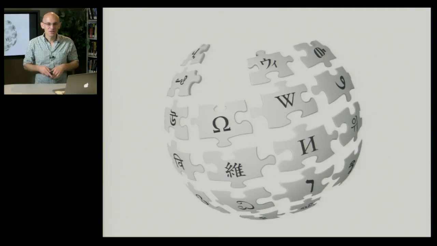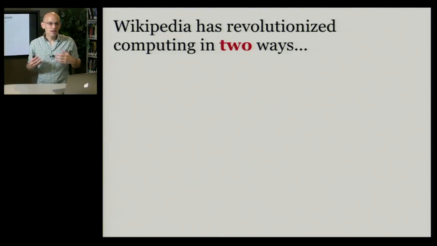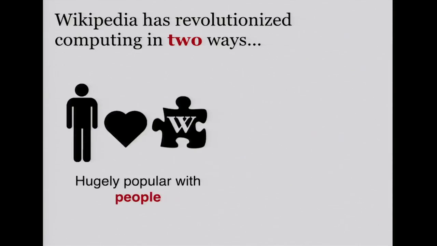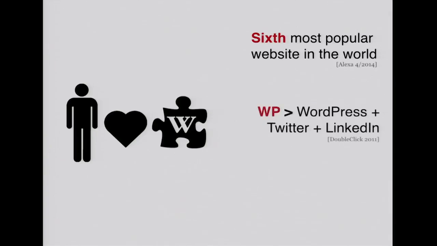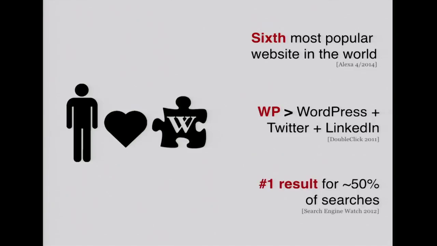Now, in general, Wikipedia and Wikipedia VGI has revolutionized computing in not one, but two separate ways. The first way is well known, right? Wikipedia is just a very popular means by which people get encyclopedic information. More specifically, Wikipedia is the sixth most popular website in the entire world. It receives more monthly visitors than WordPress, Twitter, and LinkedIn combined, and there's some research that suggests that Wikipedia is the #1 result for around 50% of searches on Google and Bing.